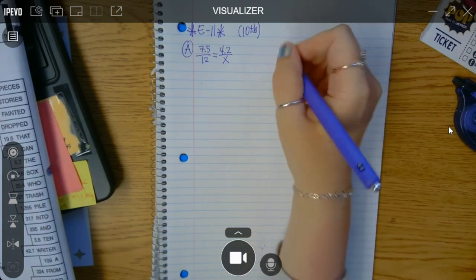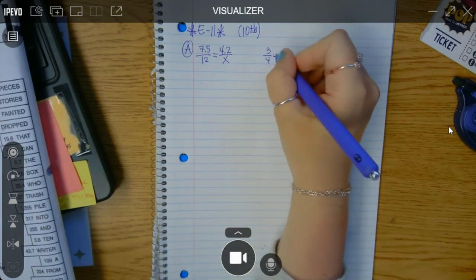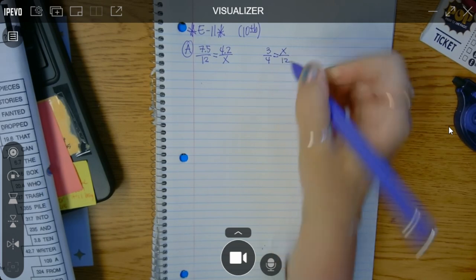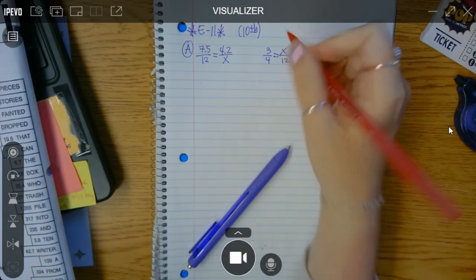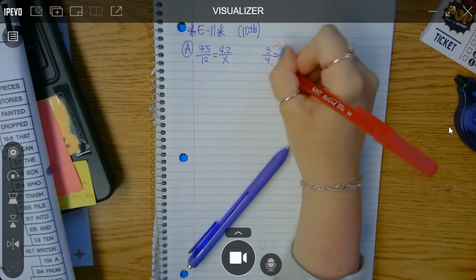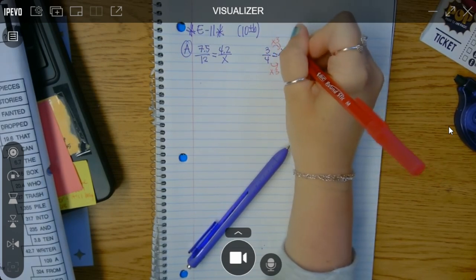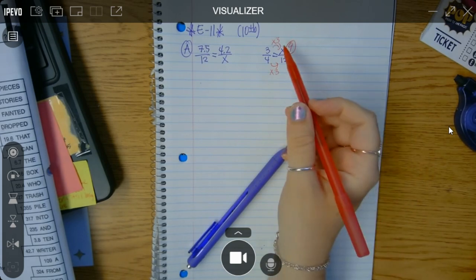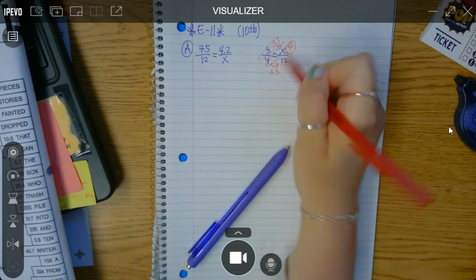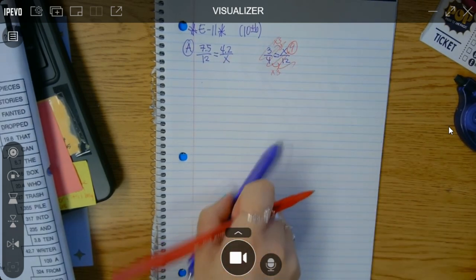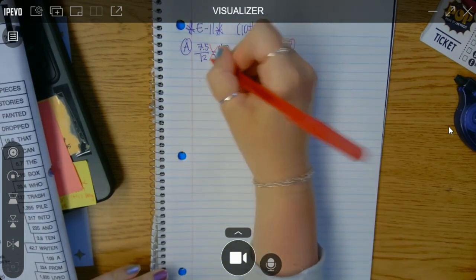If you could do the shortcut, like let's say it was an easier problem like this, going towards your unknown, okay? 4 times what is 12? 3. So then 3 times 3 is what? 9. Great. Okay, that would be the missing number. But if it's not that simple, like this hard one, what you could always do is your cross products.